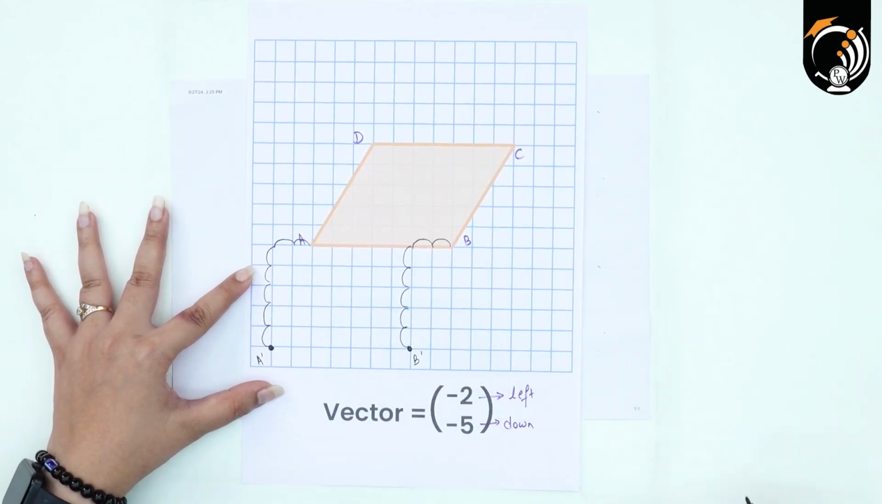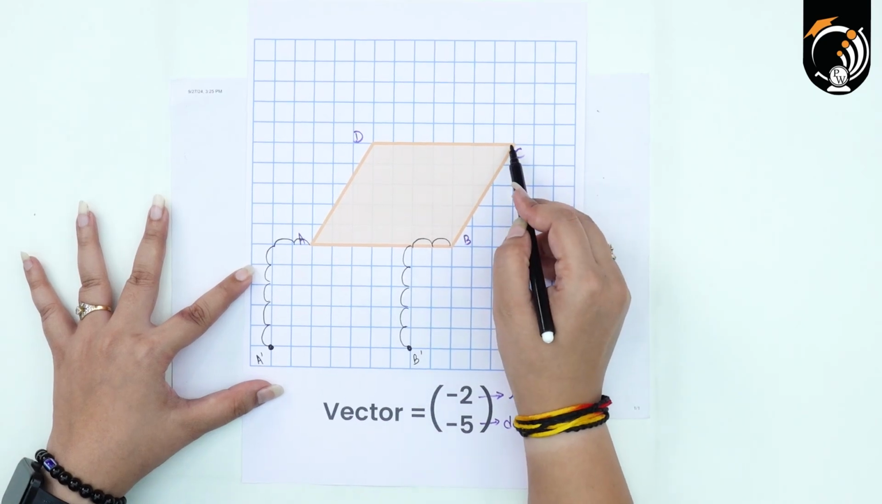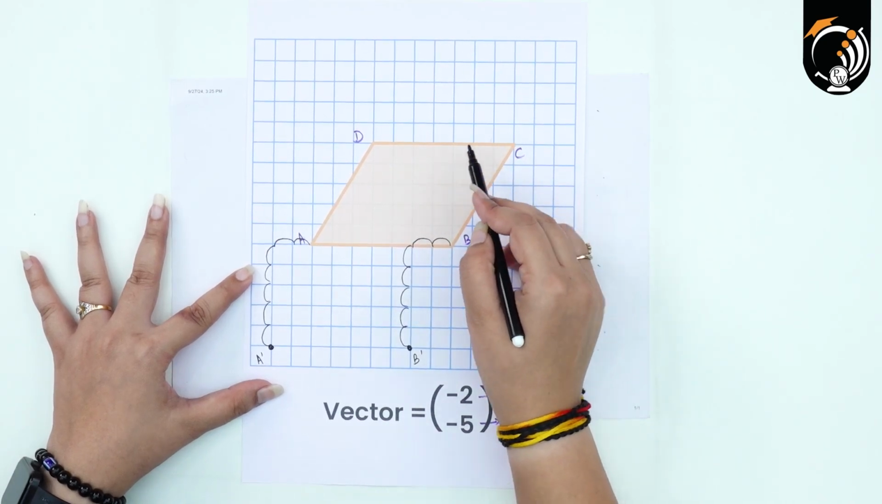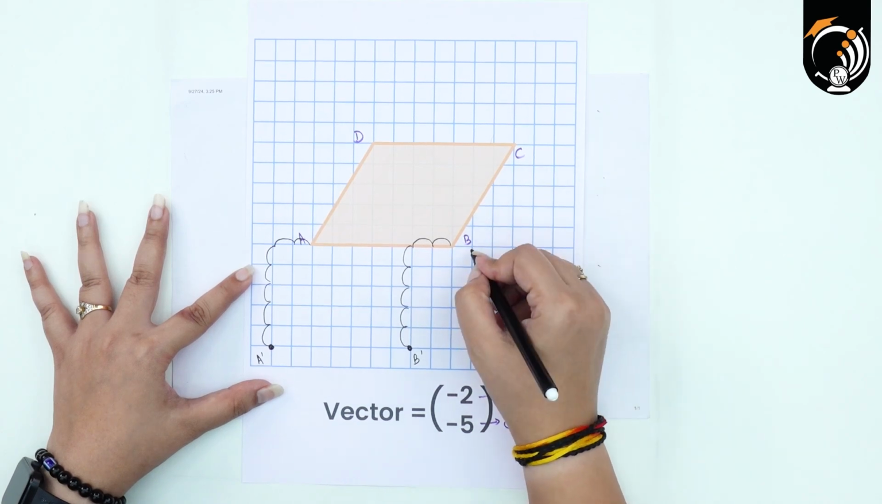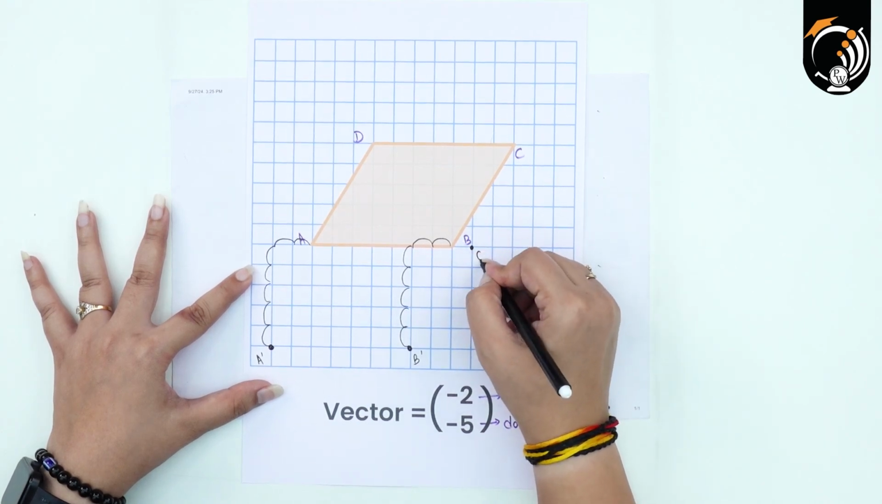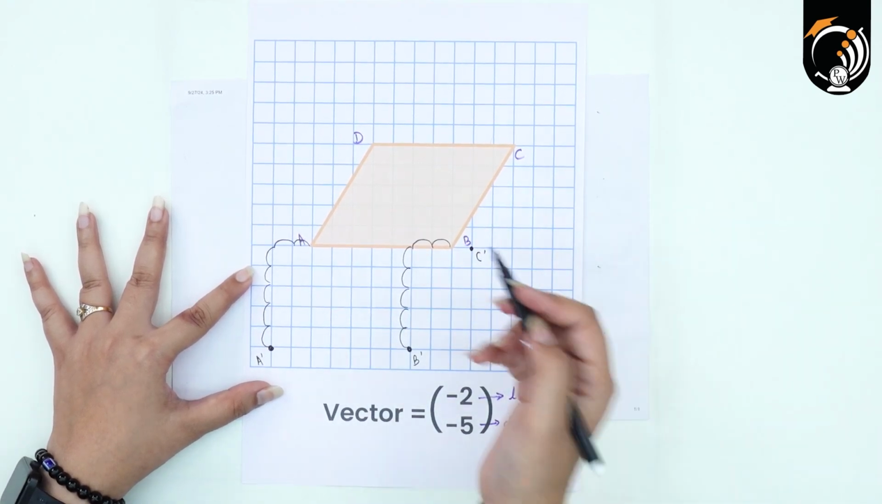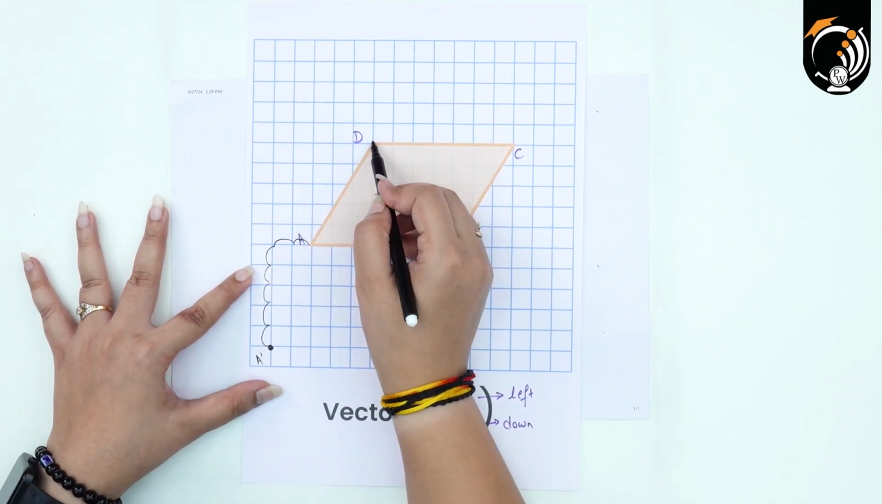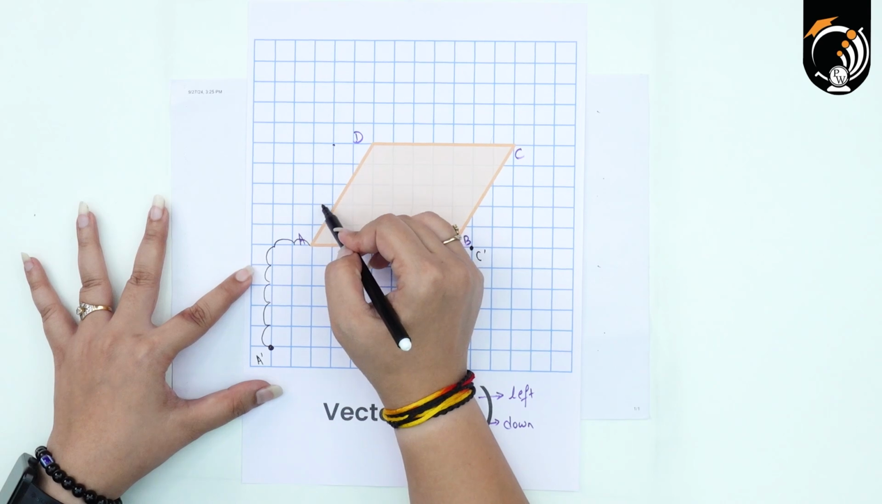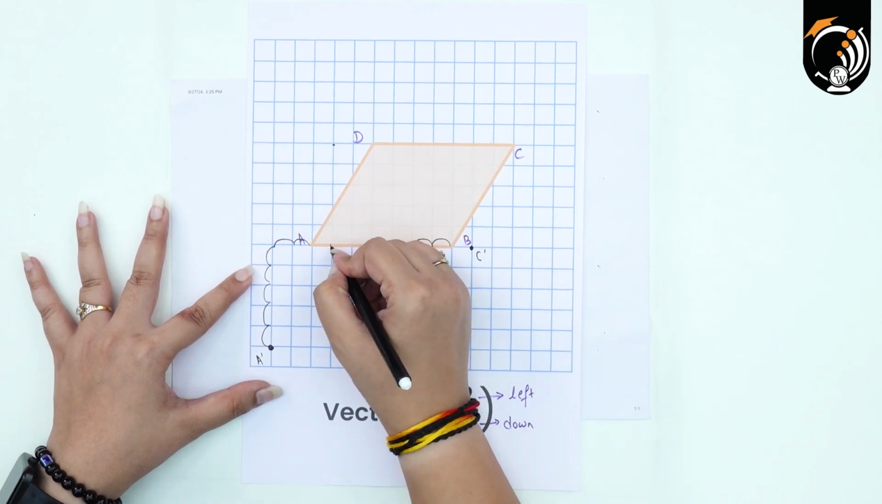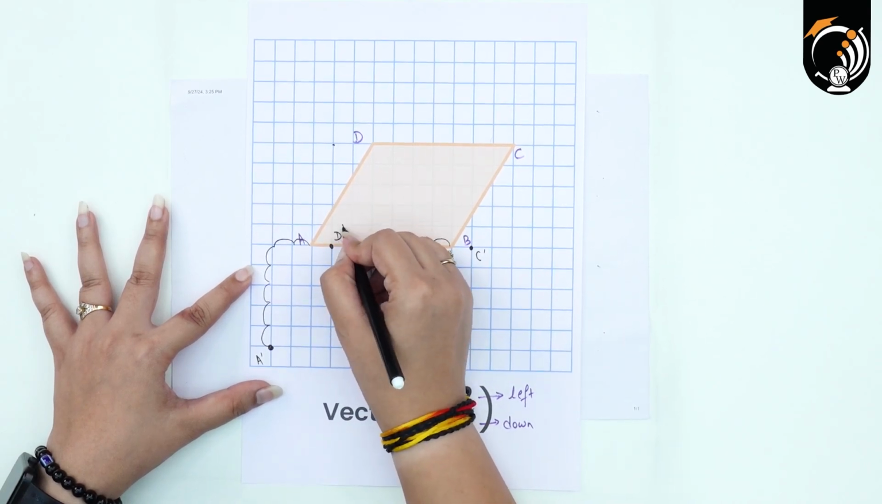Further, if we talk about the point C, the same thing is going to happen here as well. 1, 2 units towards the left and then 1, 2, 3, 4 and 5. This is where we are going to get our point C dash. And if we talk about the point D, it is going to be 2 units towards the left and then 5 units down, 1, 2, 3, 4 and 5. This is where we are going to get our point D dash.